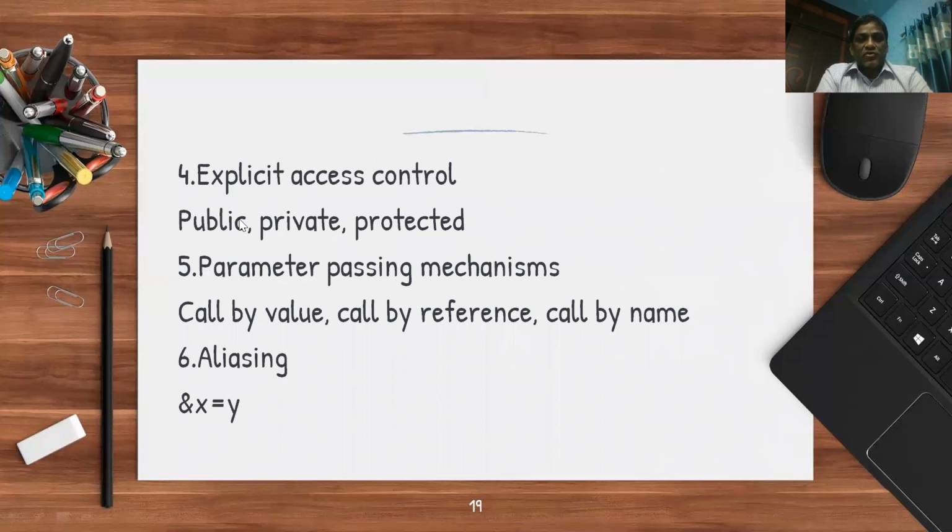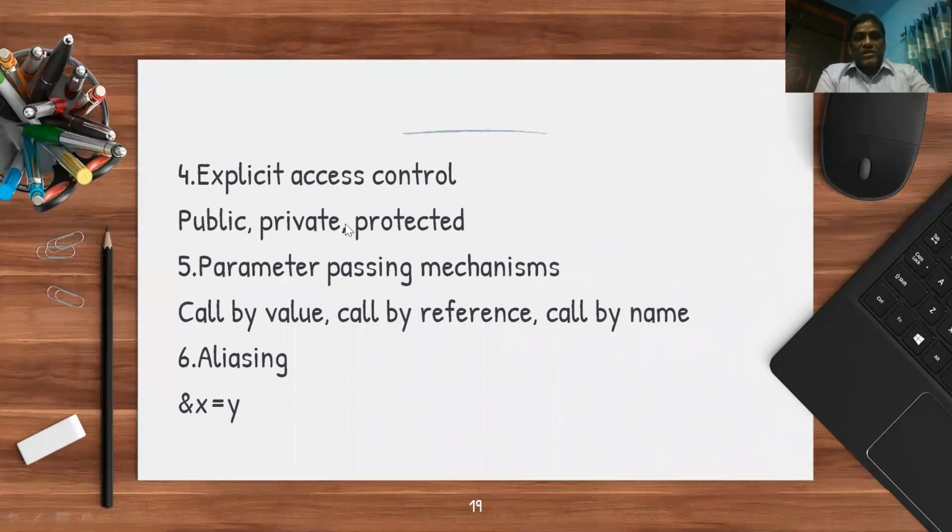Then the fourth one is explicit access control. Probably you know in C++ and Java, the access control is maintained by public, private, and protected keywords. Public means whatever is put under public is visible to all the classes and objects in your program. And the public things are available beyond the corresponding folders also, if they are made public and imported into another program.